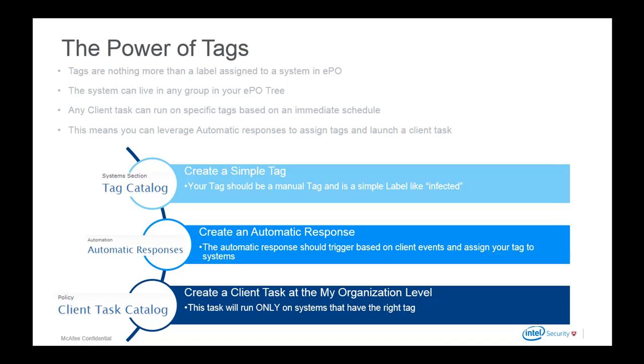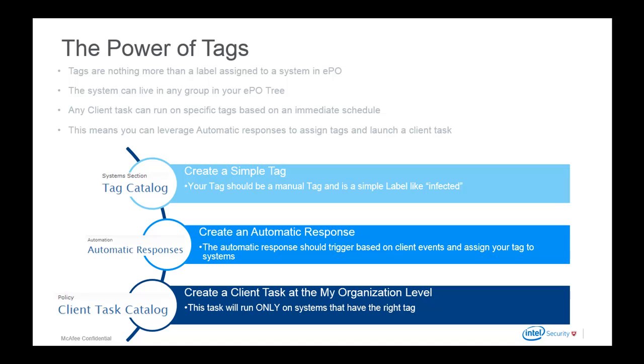Tags is a function of EPO 5.1, the latest version of EPO, and it goes back several versions to as far back as EPO 4.5. A tag is nothing more than a label that's assigned to a system inside of EPO. And that label can be anything you like. It can be something simple, like it's a workstation or a server or a machine running Microsoft Exchange or SQL. A tag is nothing more than a label or a sticker that you assign to a system.